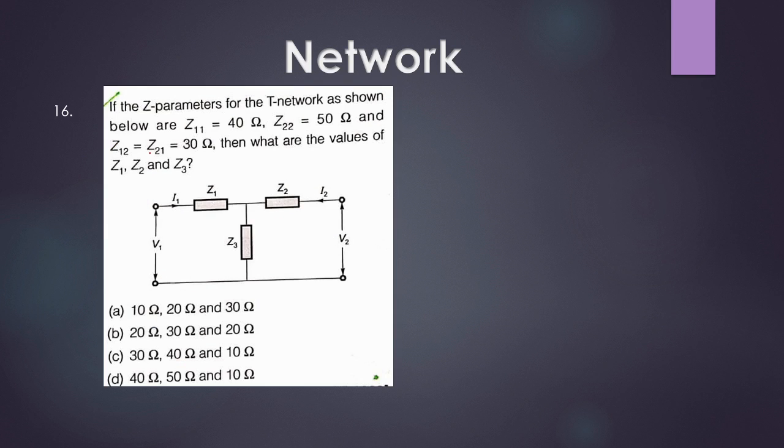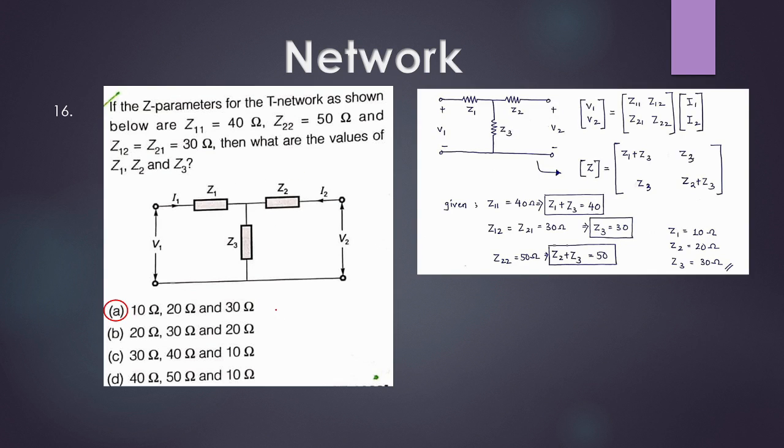So coming to the next question. If the Z parameters for the network T as shown below are Z11 equal to 40, Z22 equal to 50, and Z12 equal to Z21 equal to 30, then what are the values of Z1, Z2 and Z3? These are the options. Let's see how to solve this. As per the question, it is a T-type network. I know that for a T network it is easy to calculate Z.